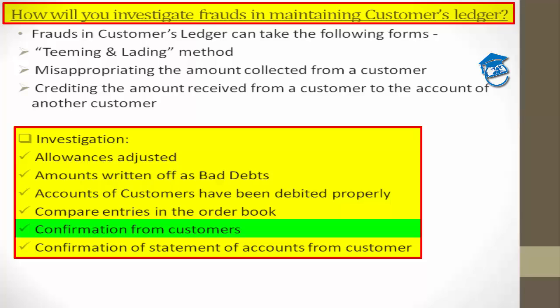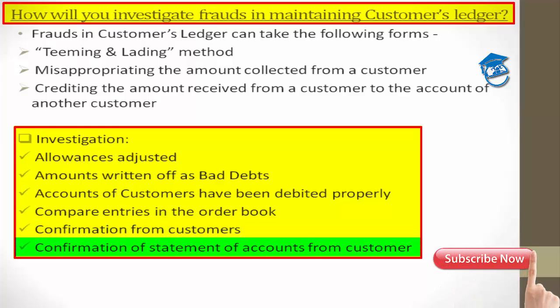So we need to obtain those confirmations from the customers in order to determine whether the amount standing in their accounts is appropriate or not. And lastly, confirmation of the statement of accounts from the customer. So you need to obtain the confirmation of statement of accounts from customers with nil balances by sending them their accounts for ascertaining that the entries shown therein were actually genuine or not. These are the various ways with which you as an auditor can investigate into the matters.